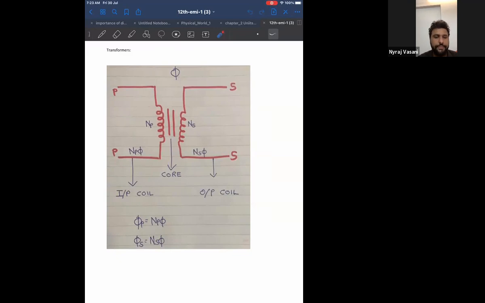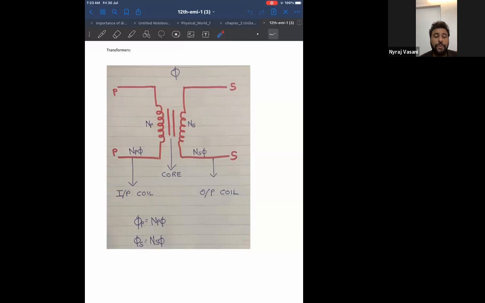Now look at the screen. Let me explain the diagram. Then you need to draw the diagram. So look at the diagram. See this. It is same like mutual induction. This is one coil which I call primary coil because it is connected to the power source. This is called as secondary coil. And they're separated by a core. Correct, Sejal? They're separated by a core.